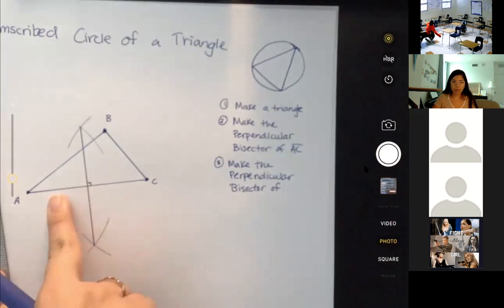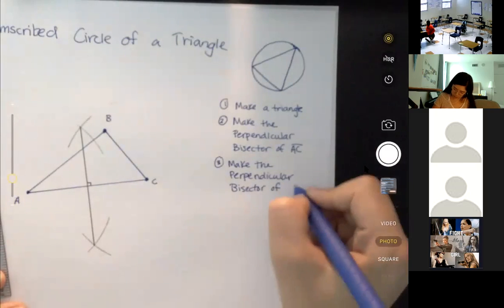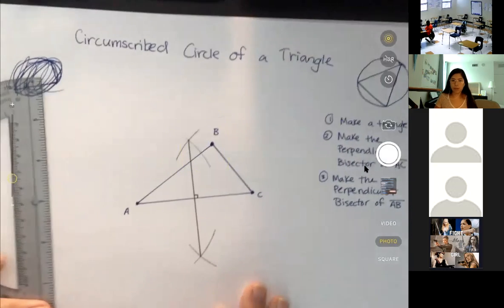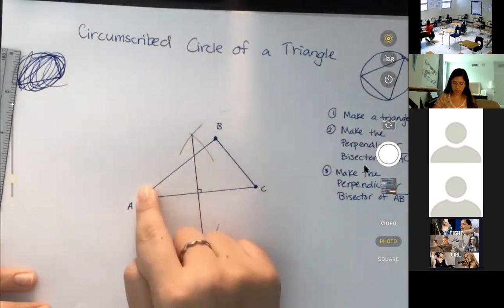So do you guys want me to do it for AB or for BC? Up to you. AB? Sounds good. It doesn't matter which one, you can do it for either one. So I'm going to do the same exact thing, but now I'm going to do it to AB.